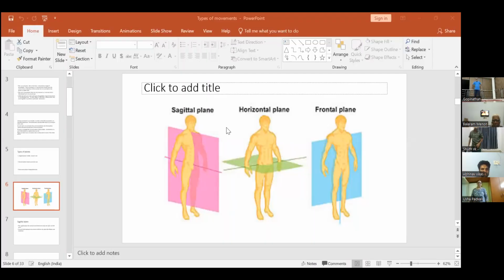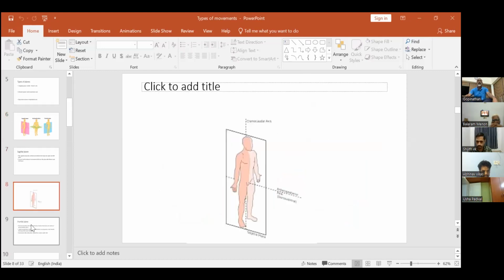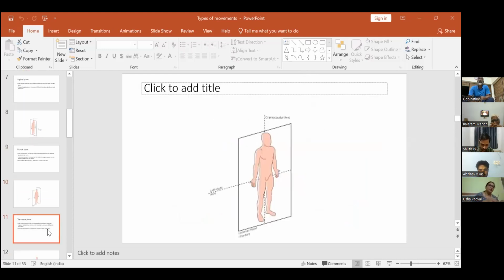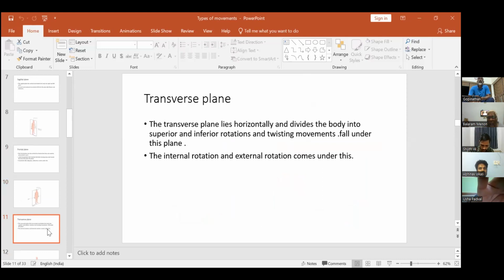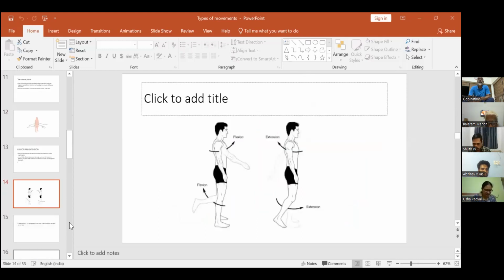So these are the three planes. Sagittal: forward and back movements fall in this plane, like flexion and extension. Next, the frontal plane: abduction and adduction come under this. We'll see each one very clearly. The transverse plane: internal and external rotation come under this. Okay, these are the three planes.